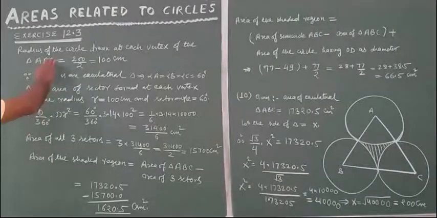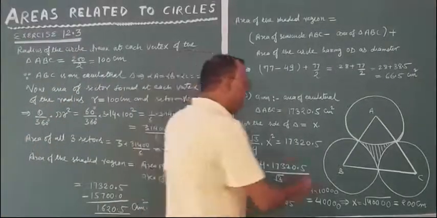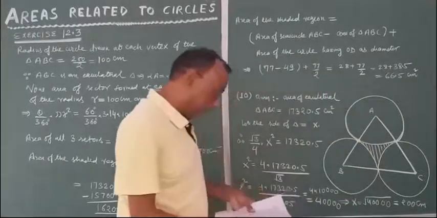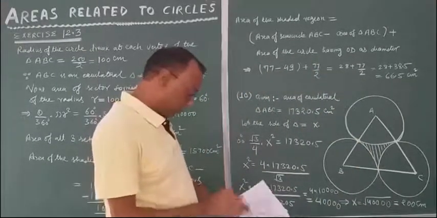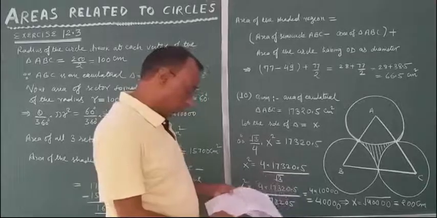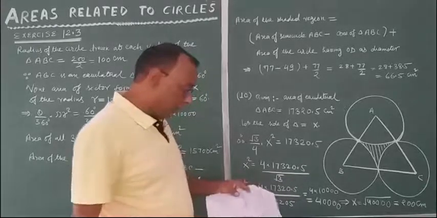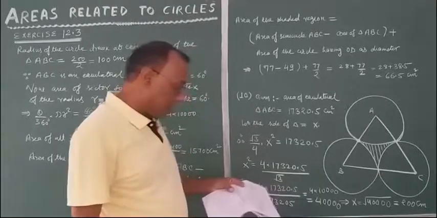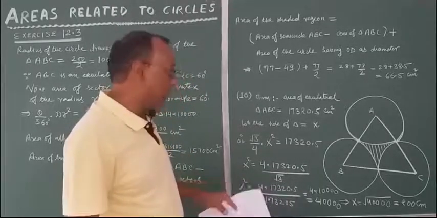Now the radius of the circle drawn at each vertex of triangle ABC. If these circles are drawn, the question is this: with each vertex of the triangle as center, a circle is drawn with radius equal to half the length of the side of the triangle.